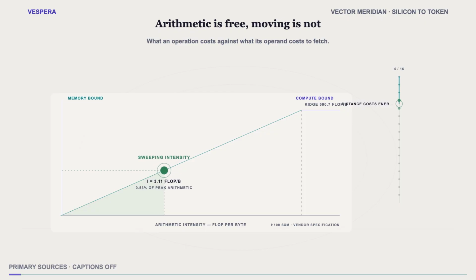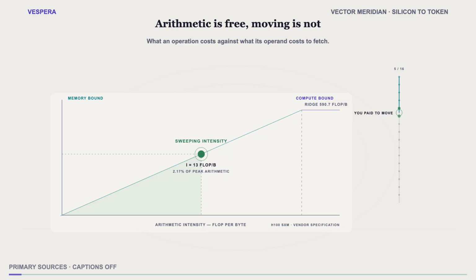Fetching the operand for that addition from off-chip memory costs several hundred picojoules. Read that again because the ratio is the entire subject. The operation costs 1. Getting the number to the operation costs hundreds. The computation is a rounding error on the cost of delivery. And the ratio is not a fixed insult, it is a gradient, and the gradient follows distance.